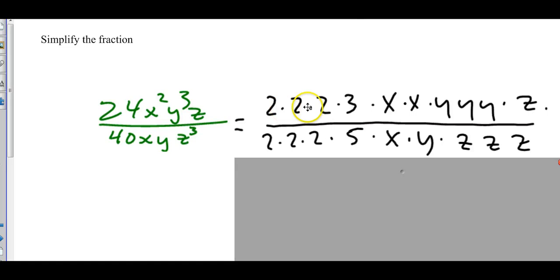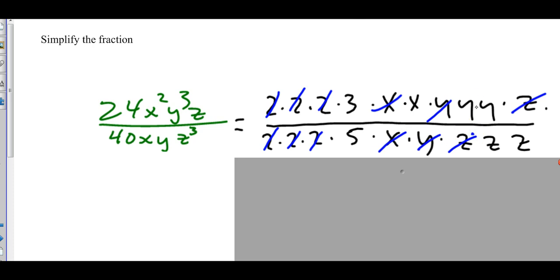But here's the factorization for 24x squared y to the third z. 24 is 8 times 3, so 2 times 2 times 2 times 3. Then x squared, y to the third, z. And then 40x y z to the third is 8 times 5, so 8, I should know, is 2 to the third. And I can see that the 8's are going to cancel out. So there's powers of 2 that cancel out. An x is going to cancel out, a y is going to cancel out, and 1 z.